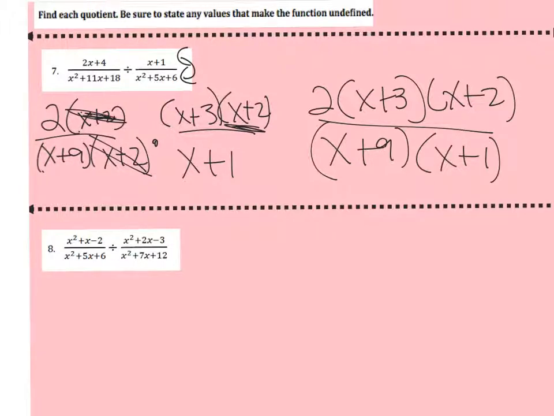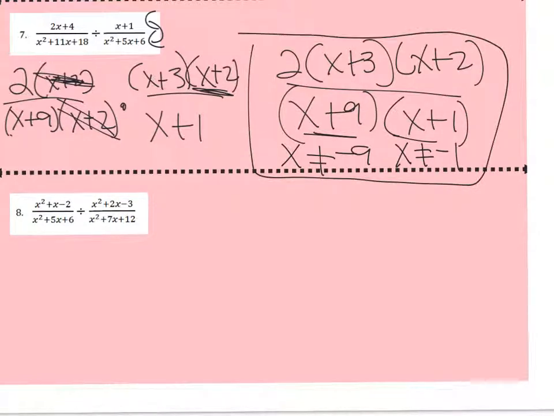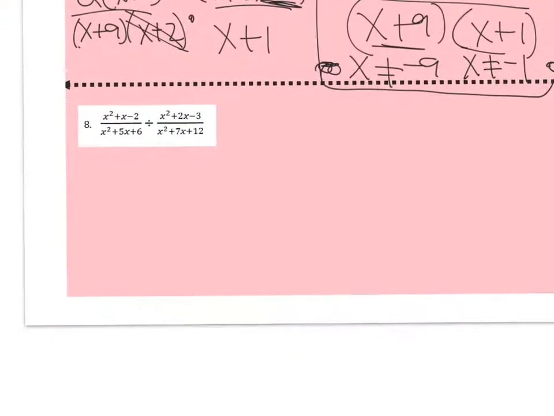So here my excluded values are going to be kind of the opposite of what's here. So it's going to be x cannot equal negative 9, x cannot equal negative 1. So there's my simplified answer with excluded values. So here's my excluded values right here. Can't be negative 9, can't be negative 1.